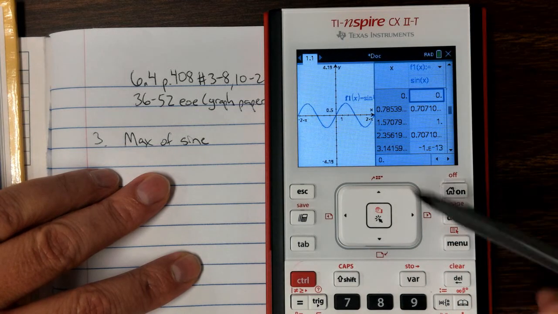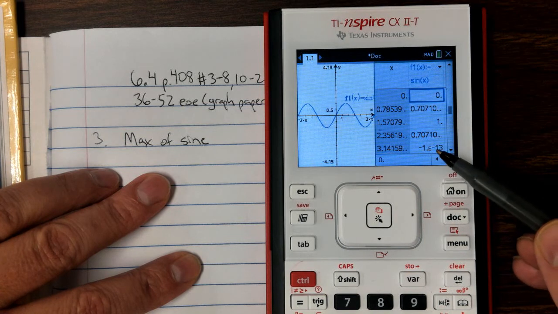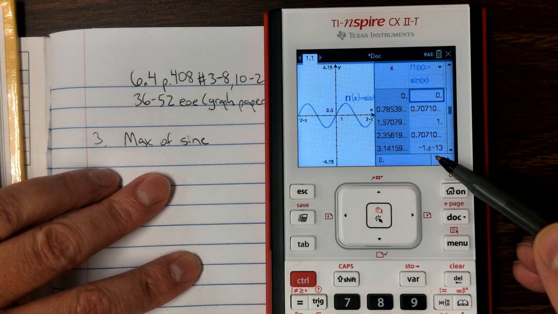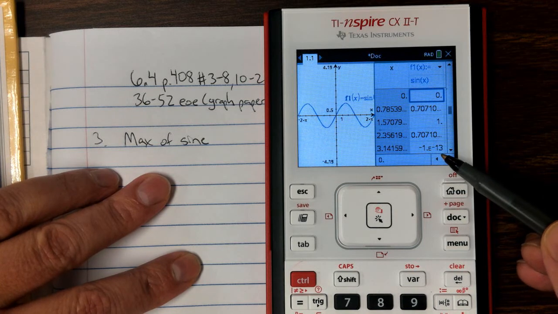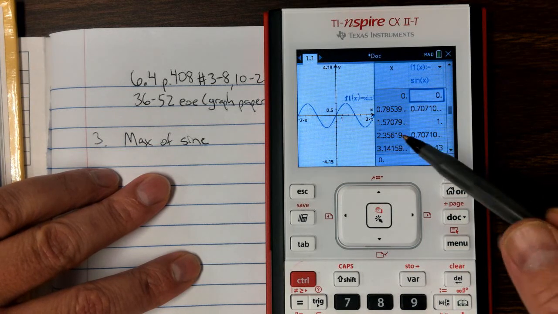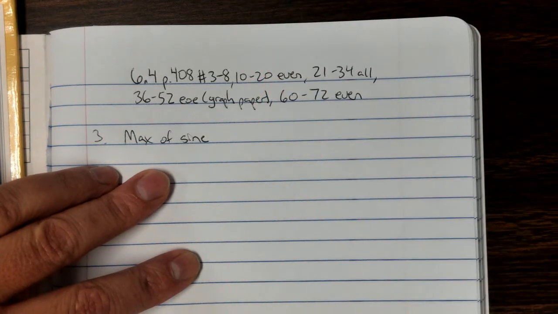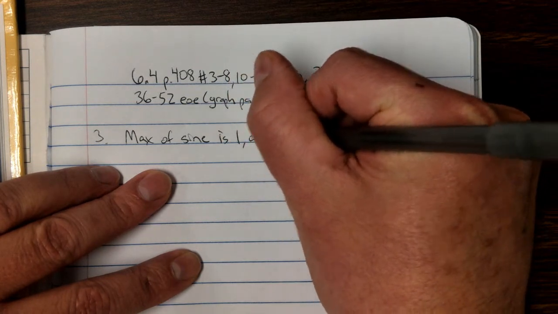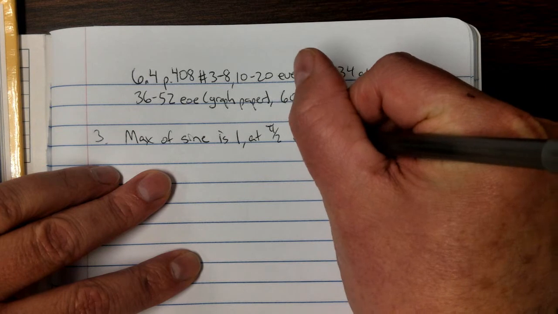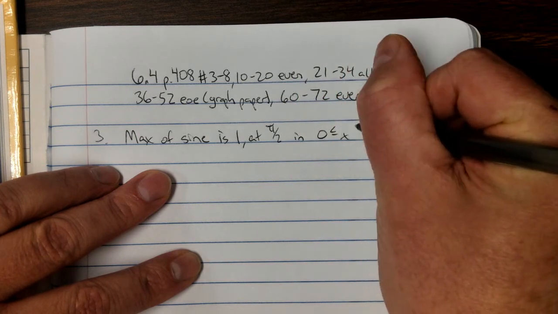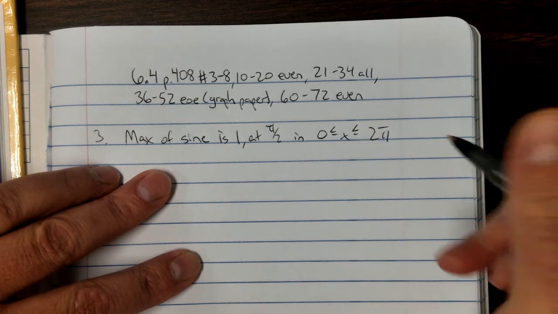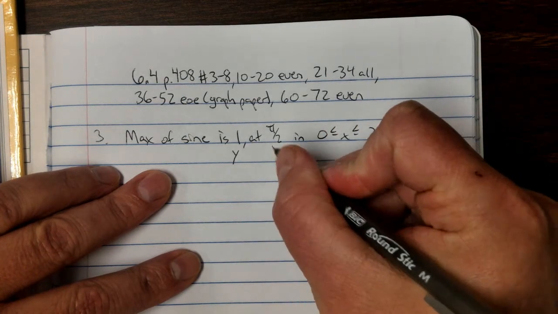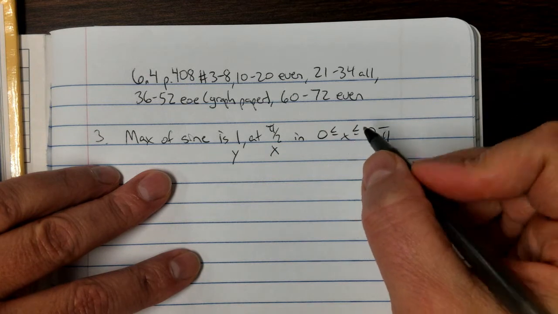Just as a quick reminder, if you see e with a negative exponent like that, that should indicate that it's really 0. And if it's e with a positive exponent, it would be like infinity. So anyway, the maximum of sine is 1. It happens at pi halves in the interval 0 less than or equal to x less than or equal to 2 pi. So this is the y value, this is the x value, and this is your interval.